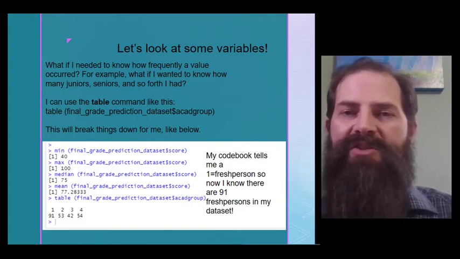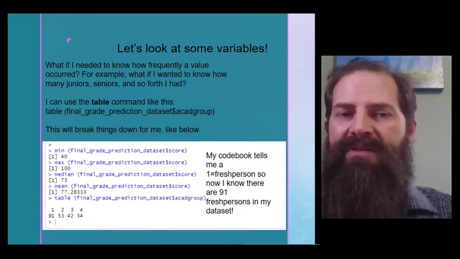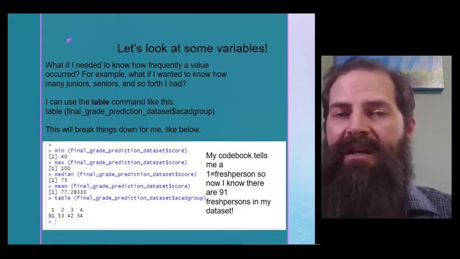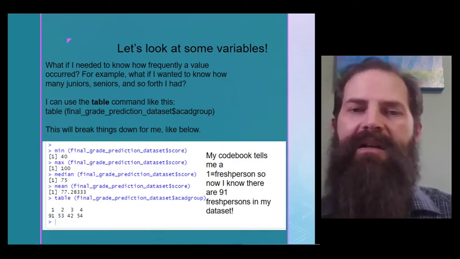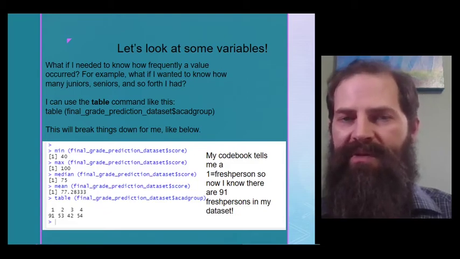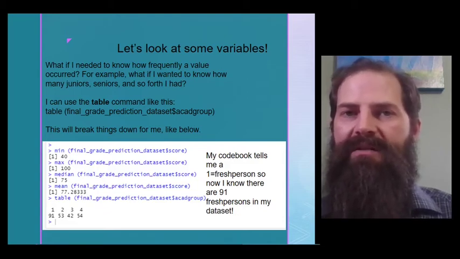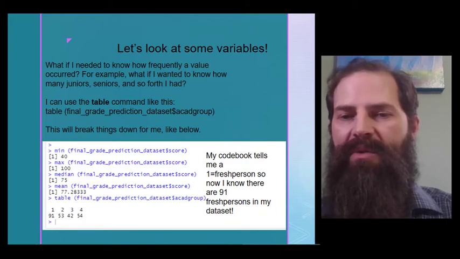Now, we'll change our variable name here. We'll still have the data set, a final grade prediction data set. We're going to hit $ sign. We're going to put in a CAD group, and that's spelled A-C-A-D, a CAD, and group, G-R-O-U-P, one word. So now we have table, parentheses, final grade prediction data set, $ sign, a CAD group in parentheses. So now what we're telling R to do is go into this final grade prediction data set, find the variable a CAD group, and put it into a table for me so I know what all these scores mean.